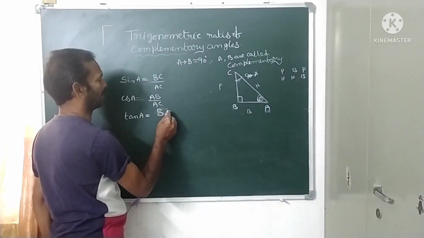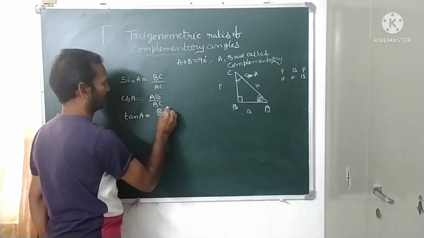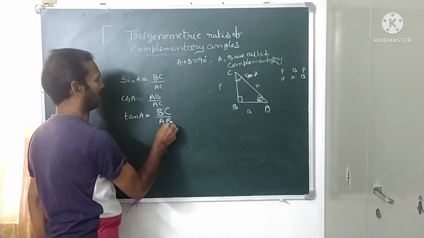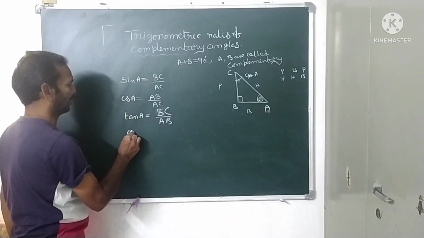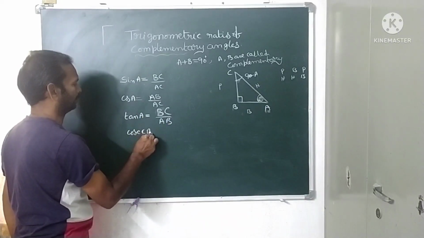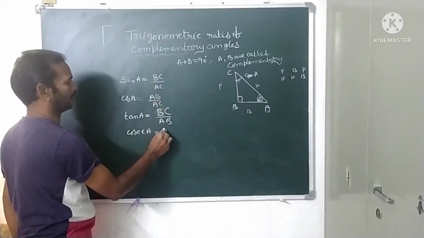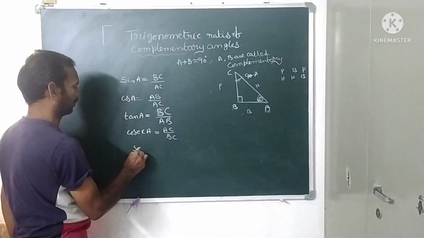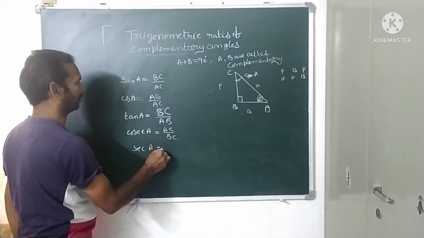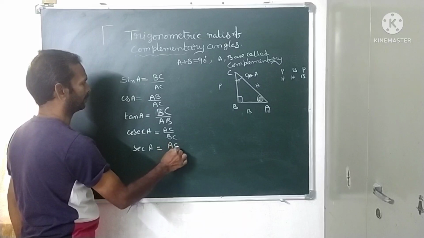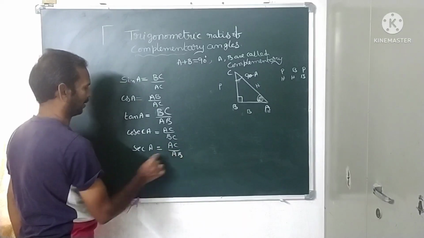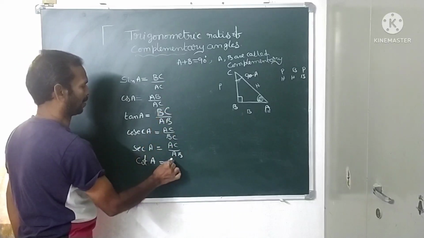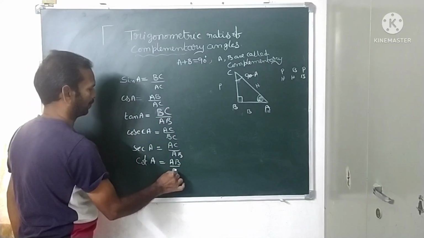Perpendicular what? BC by AB. Like that only. Cosecant A, reciprocal of sine: AC by BC. Secant A: AC by AB. Cot A: AB by BC.